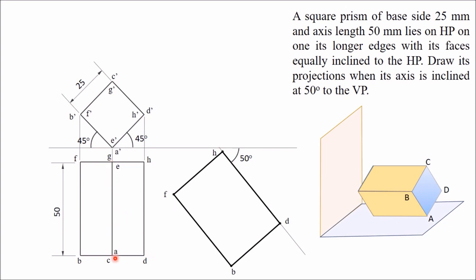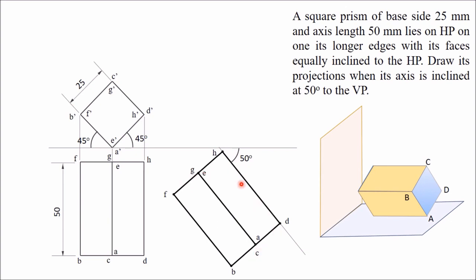Now in between, this center line can be drawn. Take the midpoint of this line and mark this as GE. From here draw a line which is parallel to this, and in this way you will get AC. So this top view is completed. You can see that this axis is inclined at an angle of 50 degree.